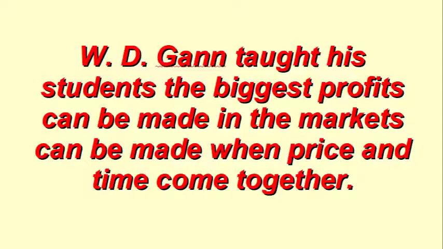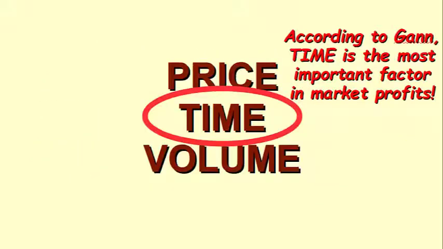But today we want to focus on what Gann taught his students. He says that the biggest profits can be made if you're trading in the markets when price and time come together. And that was his core concept. The two of them work in tandem. We have to have them both in line with each other, price and time coming together. So this was what Gann put his primary focus on.